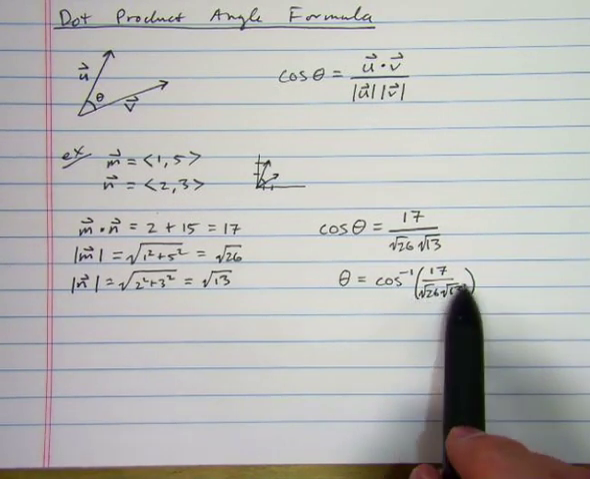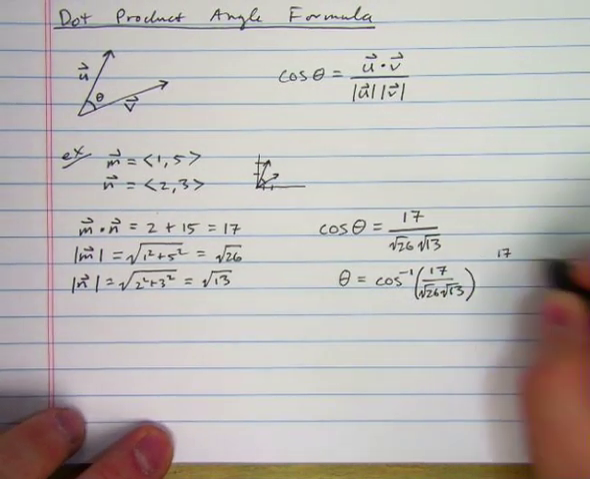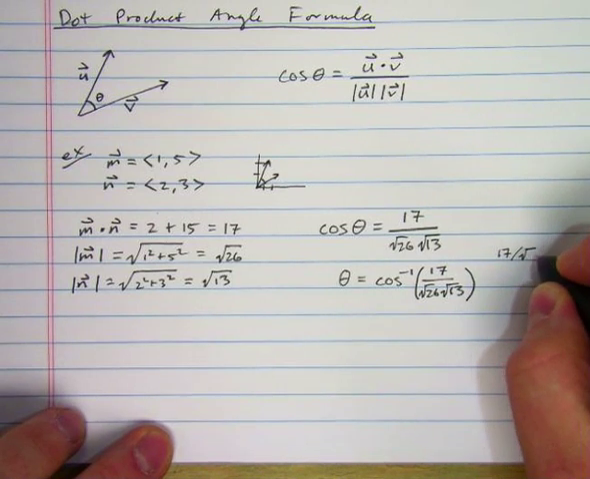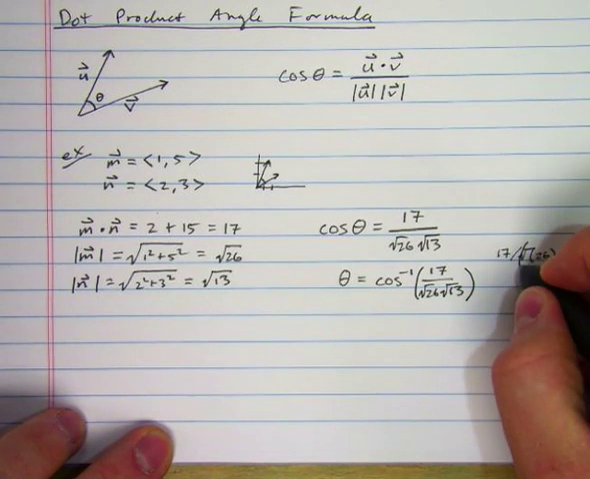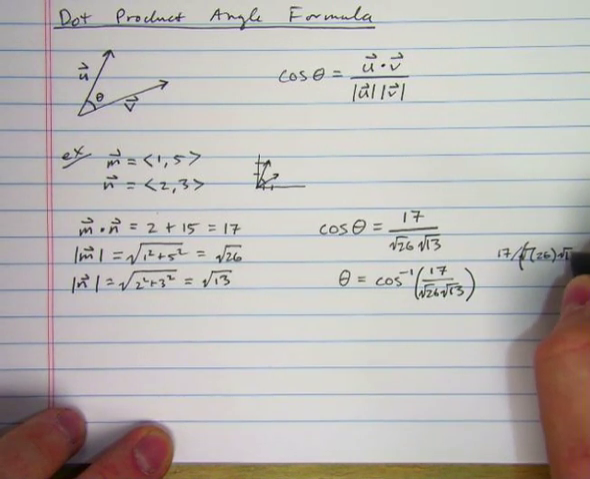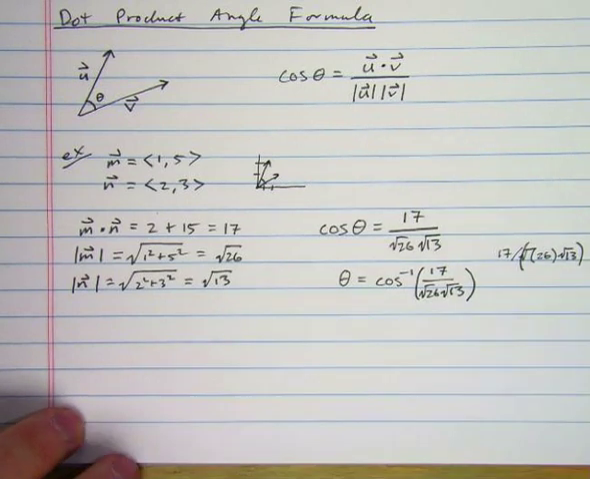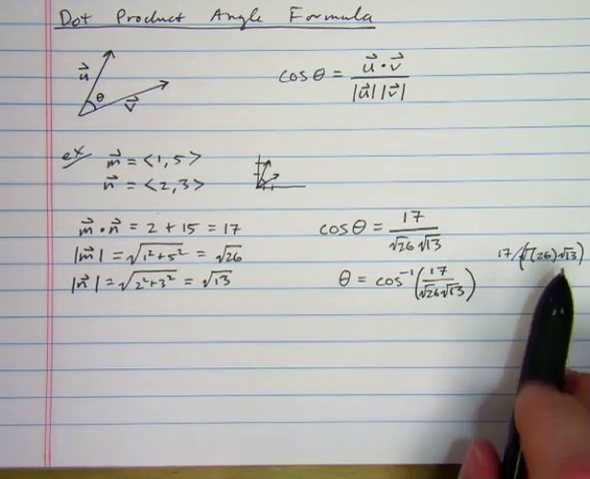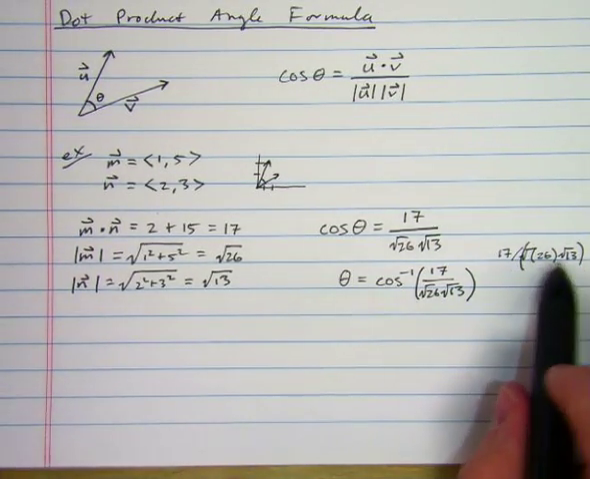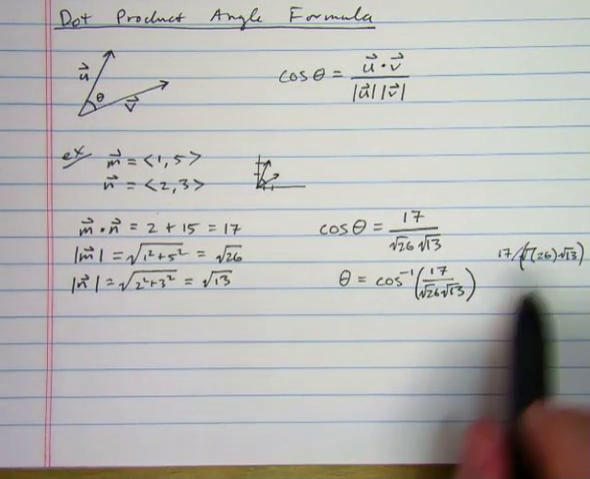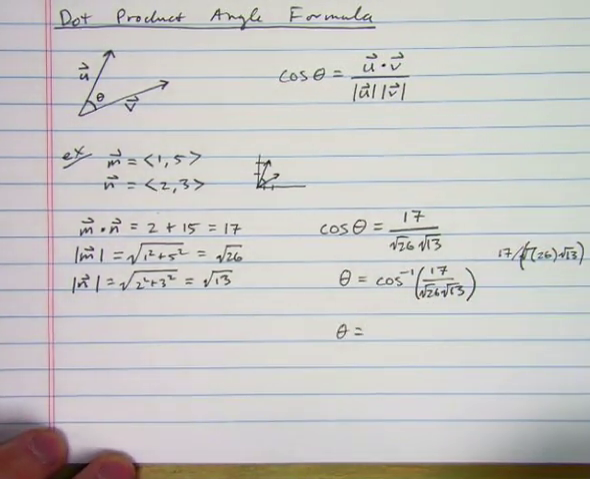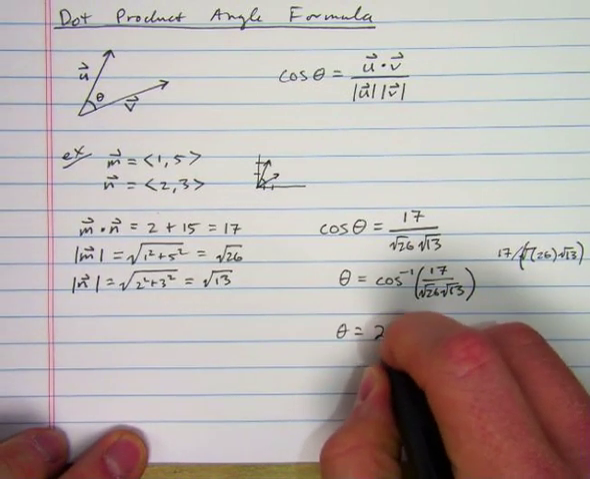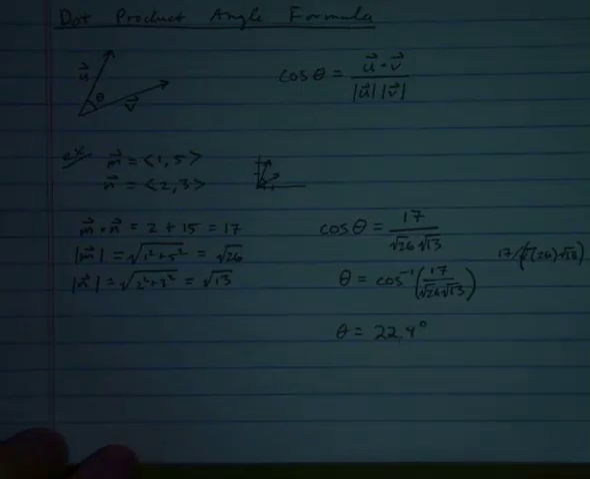Now be careful when you plug this in your calculator all at once. Downstairs, when you have this fraction, you have to do 17 divided by square root 26. You got to close the square root. But guys, you need a parenthesis around your whole downstairs. So just make sure the whole basement has a parenthesis around it when you do this. Now, I crunched this number already. I came out with 22.4 degrees.